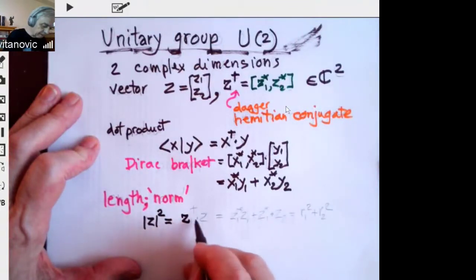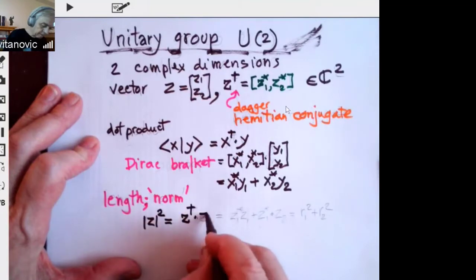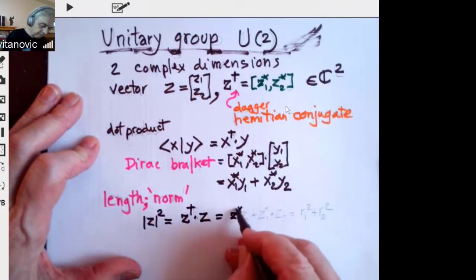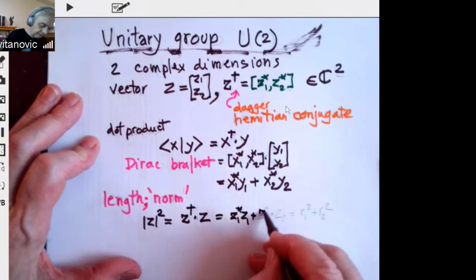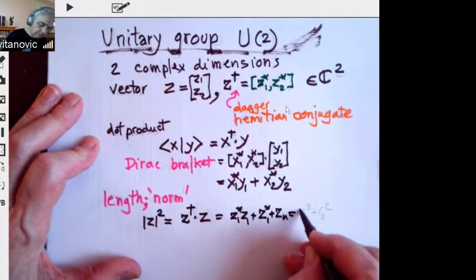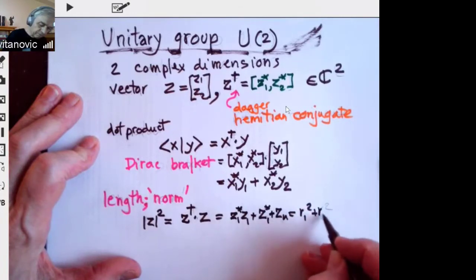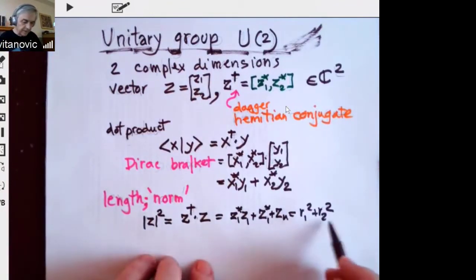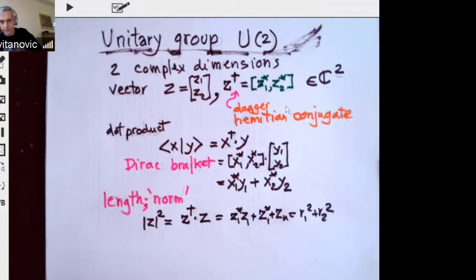The reason why that makes sense is that if you take it dotted with itself like that, you get the first guy, complex conjugate times itself, second guy, complex conjugate times itself, which is R1 squared plus R2 squared. And this is really the correct definition of distance in these 4 dimensions, because this R1 and R2 squared were already 2-dimensional distances, and you add them up and you get the length of the vector in 4 dimensions.